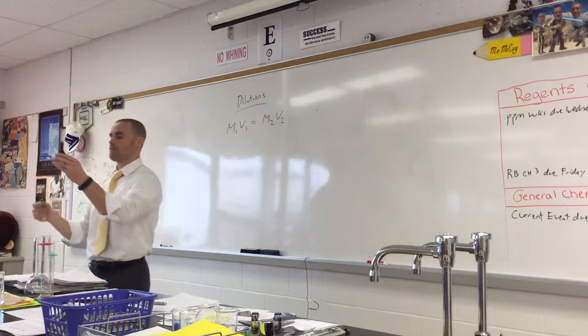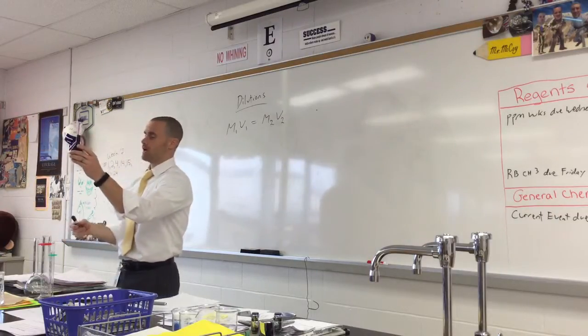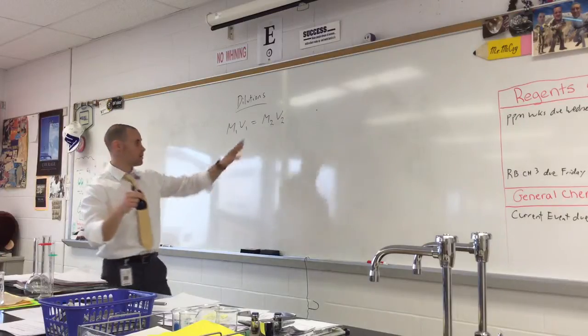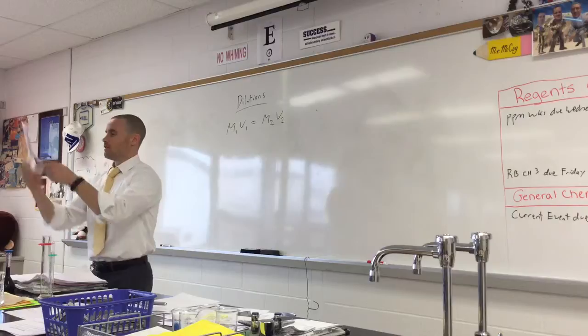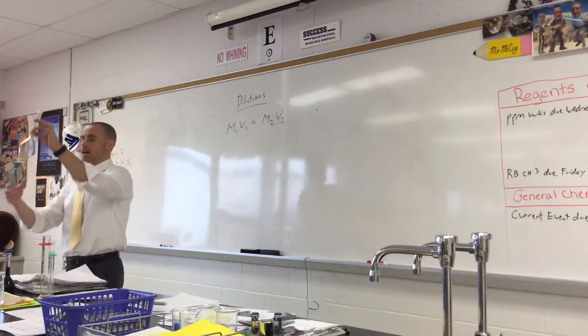So I put a lot of the powder in here. It's like a purple powder. So this is potassium permanganate. This is called a stock solution. This would be number 1. Number 2 is what we're going to make. This is going to be the number 2. This is going to be our diluted solution.